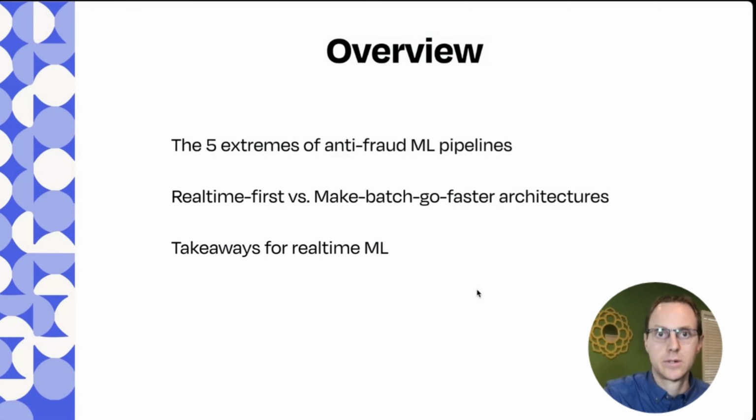What we're going to talk about is what I would call the 5 different dimensions of challenge that make anti-fraud machine learning pipelines particularly difficult, and the 2 different high-level architectures that I've seen employed in the space to solve these kinds of problems, and then bring it together and see what are the takeaways for real-time ML in general based on that.